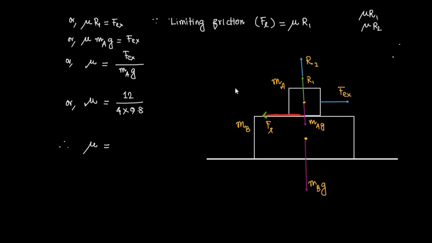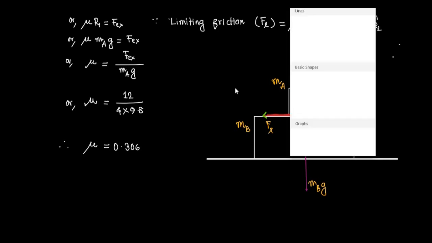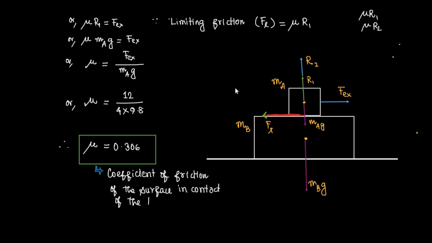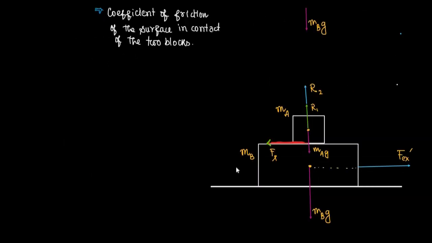Therefore, the value of the coefficient of static friction mu will be what? Mu will be equal to 12 divided by 4 into 9.8. That means mu is equal to 0.306, which is the coefficient of static friction between the upper block A and the lower block B. Mu is equal to 0.306, which is the coefficient of friction of the surface in contact between the two blocks.